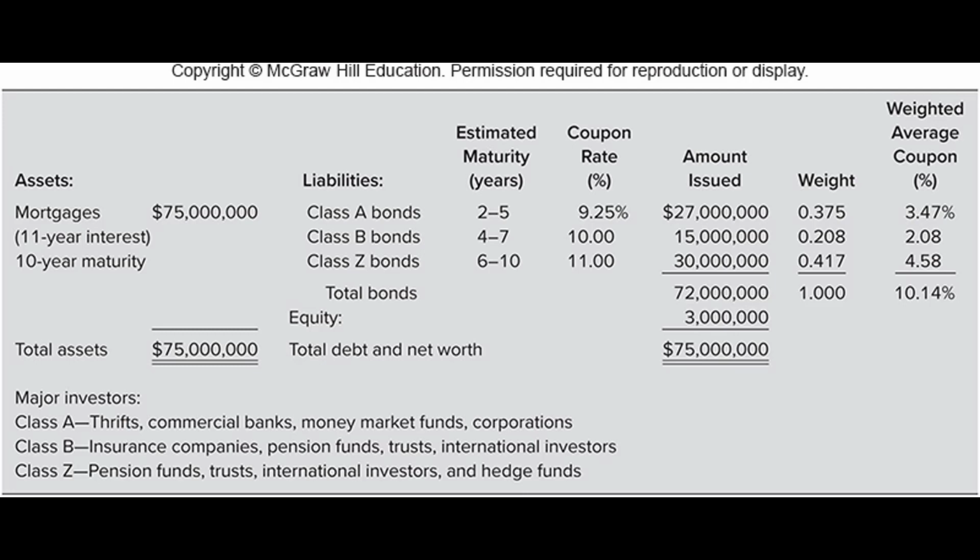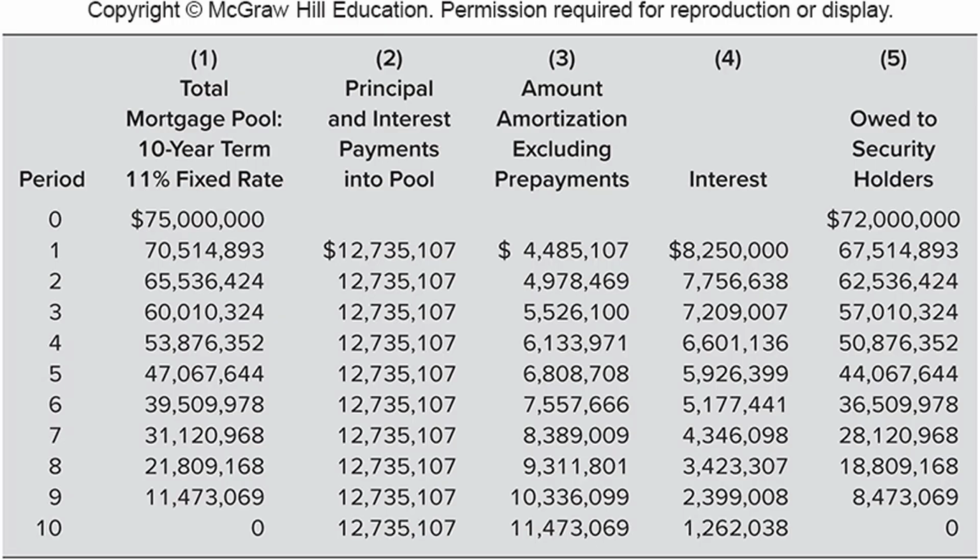So the Class A investors would be thrifts and commercial banks, so the bigger players in the markets. Class B would be insurance companies and pension funds. And then Class Z would be kind of similar to Class B, but as you can see, each class gets a slightly higher coupon rate. So how does this work in terms of producing cash flow?